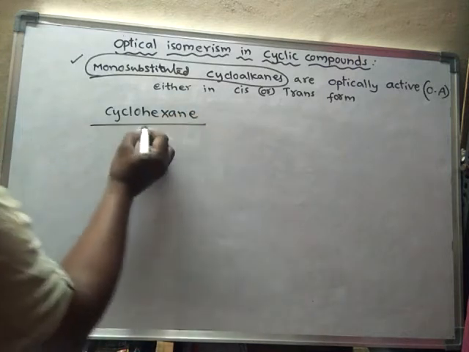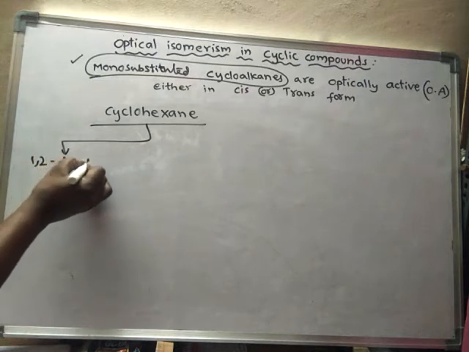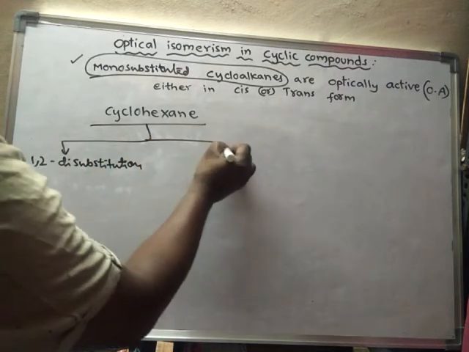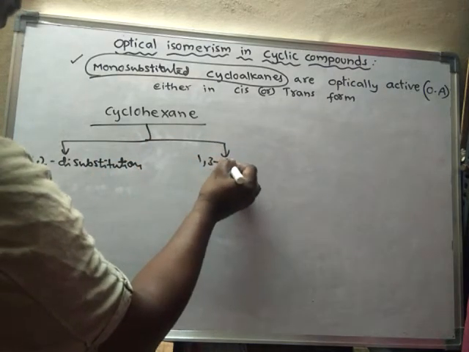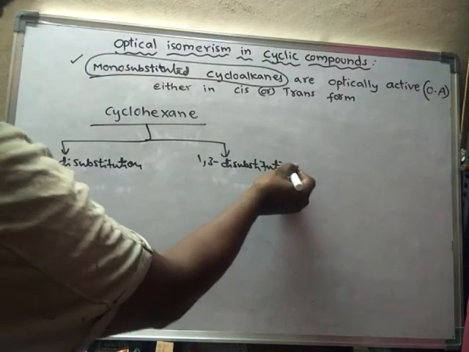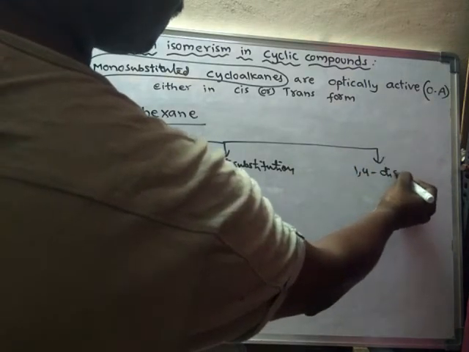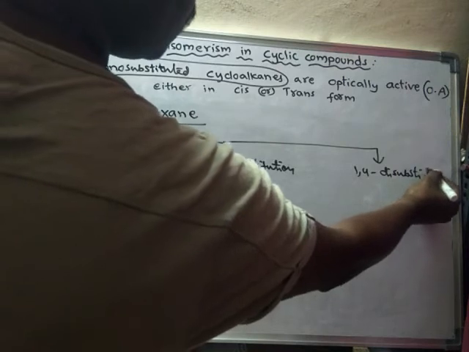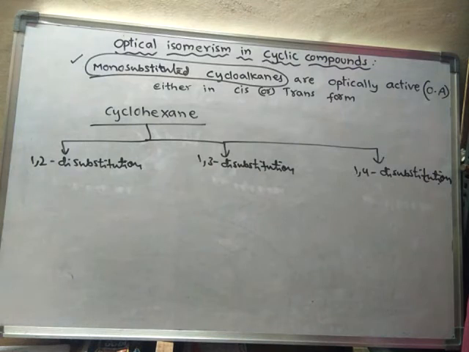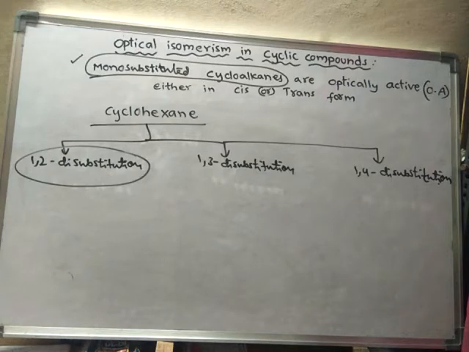In cyclohexane there are three types: 1,2 disubstitution, 1,3 disubstitution, and even 1,4 disubstitution. So first we learn about 1,2 disubstitution. 1,2 disubstituted cyclohexane.